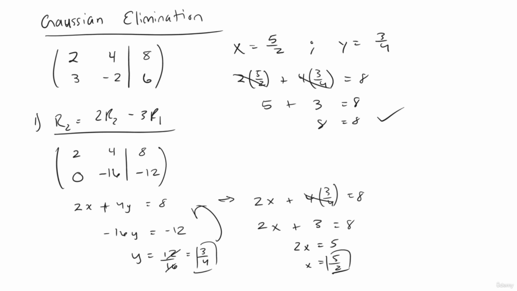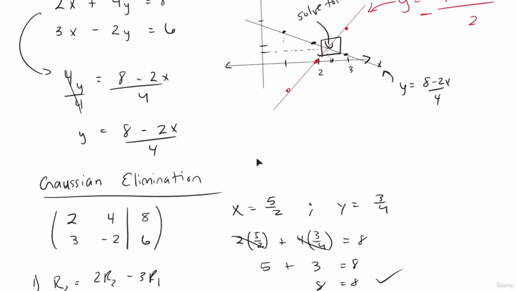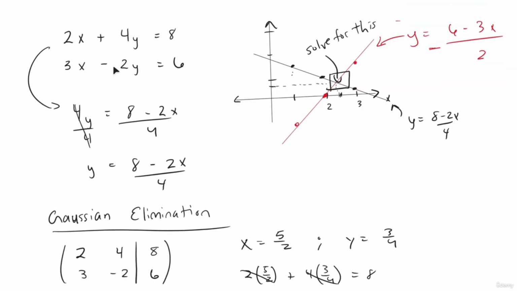And so I encourage you to try this on the other linear equation, plugging in 5 over 2 and 3 over 4 for x and y respectively into 3x minus 2y is equal to 6 to see that both sides will equal 6. And you can definitely reason about the fact that this is where the two lines intersect. And that's how you use Gaussian elimination, I like to say back substitution, to be able to solve a system of linear equations where you have two unknowns and two linear equations.